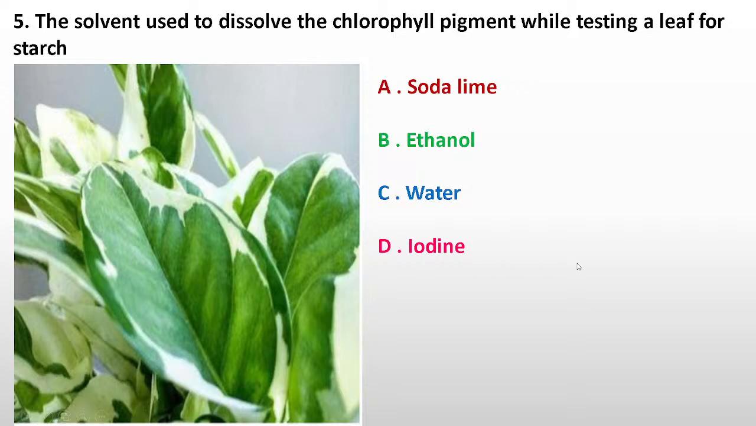So what should be the answer? Which is a solvent that is used to dissolve the chlorophyll pigment? And the correct answer for this question is ethanol.